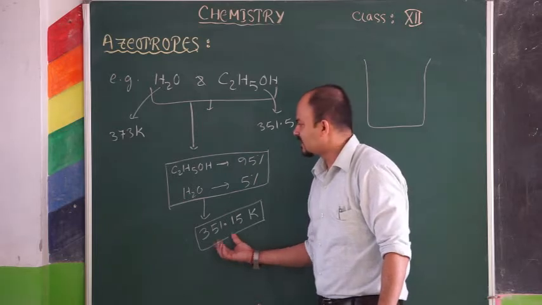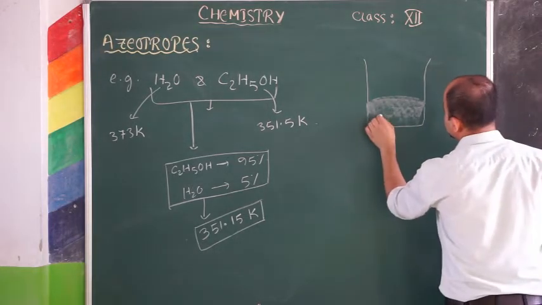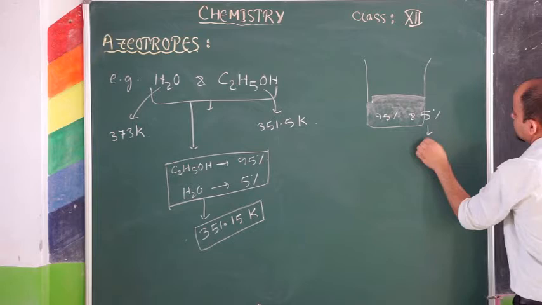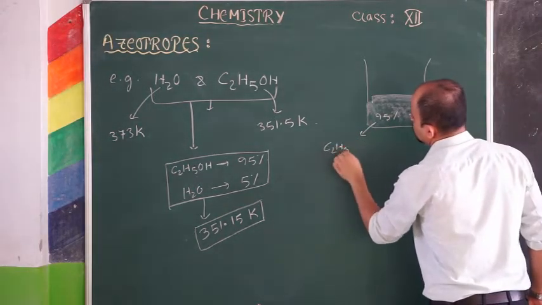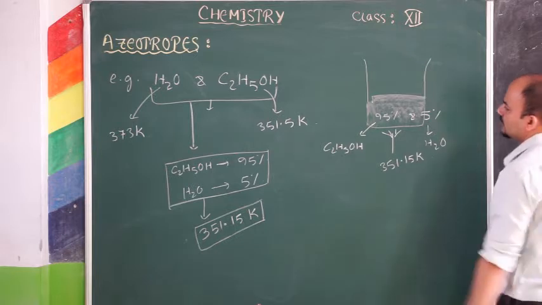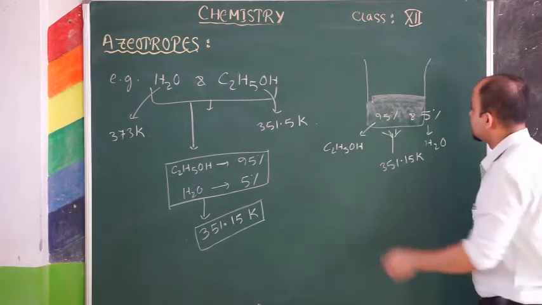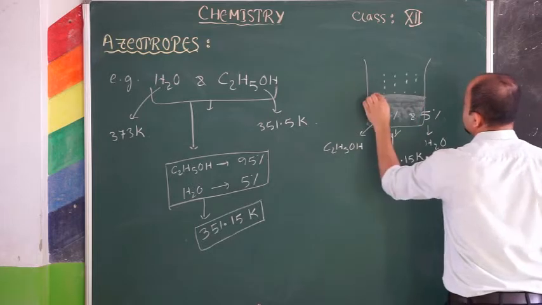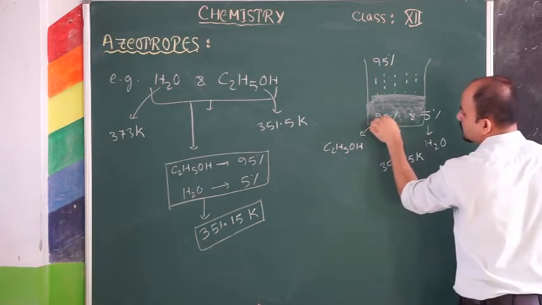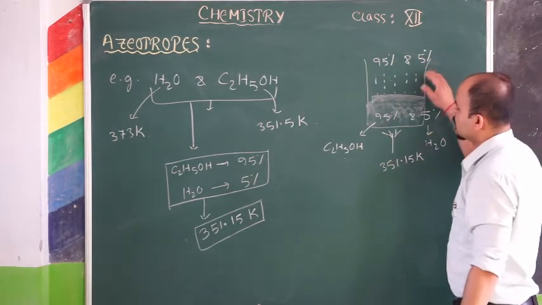At this particular temperature, in the liquid state you have 95% ethyl alcohol and 5% water, and you are heating it at 351.15 Kelvin. Then what will happen? At this temperature the mixture starts boiling, and the vapor you obtain from this composition of ethyl alcohol and water will also have approximately 95% ethyl alcohol and 5% water. This is an approximate value.